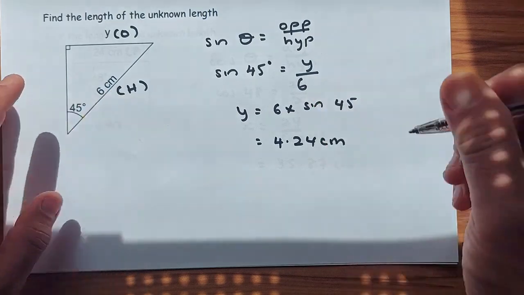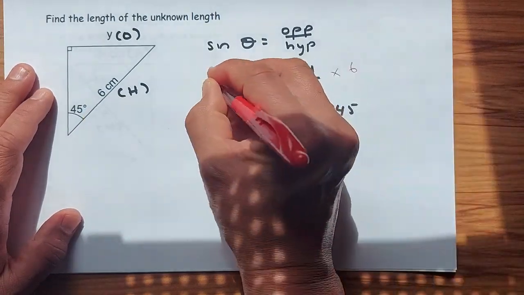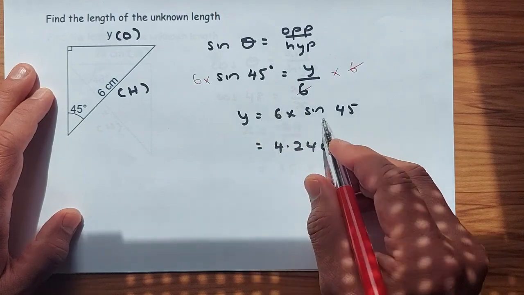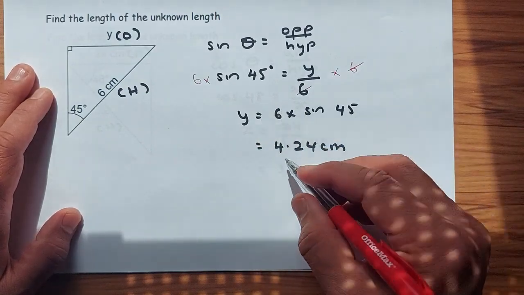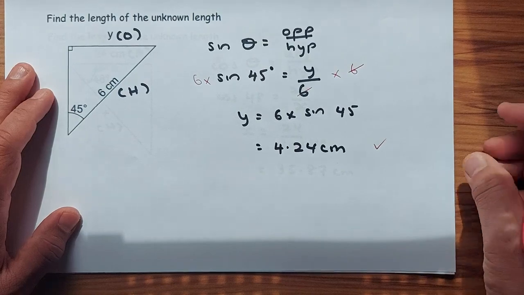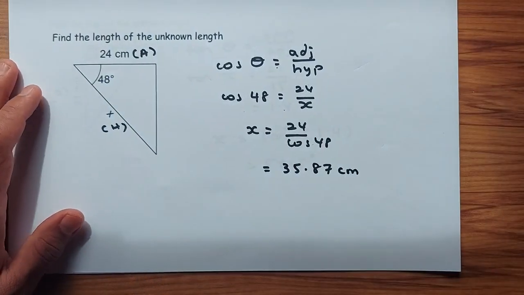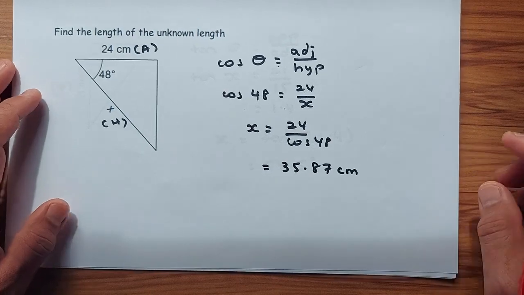The next thing you do, you're going to multiply 6 on both sides so that the 6 will cancel out. So y equals 6 sine 45. Put it in your calculator, it is 4.24, and that will give you another mark. Okay, let's proceed. Now we're going to do a 2-mark question.